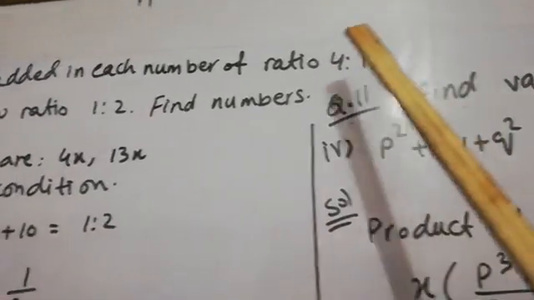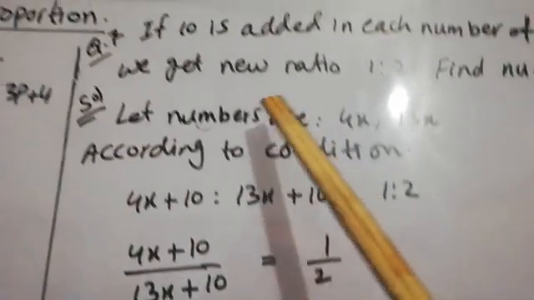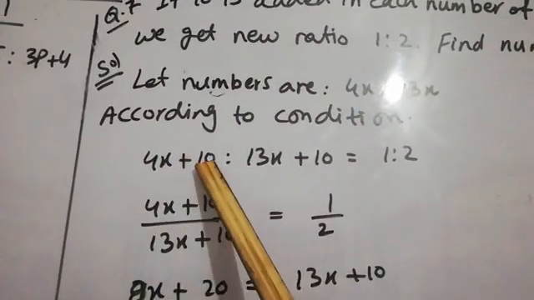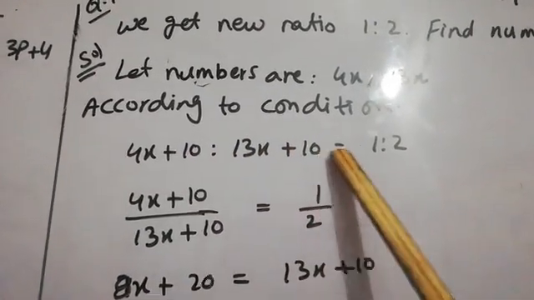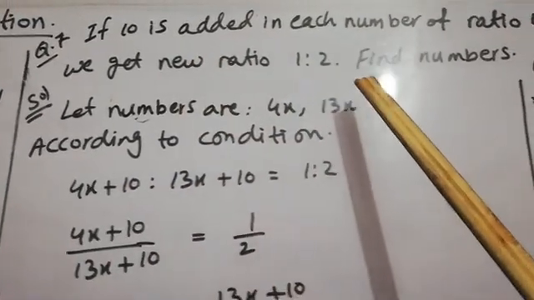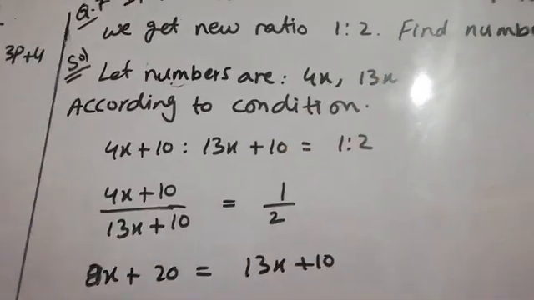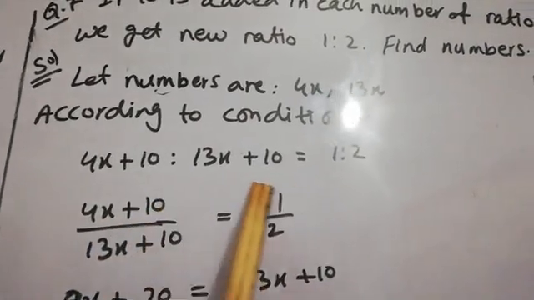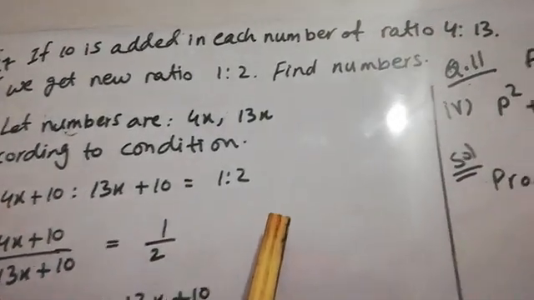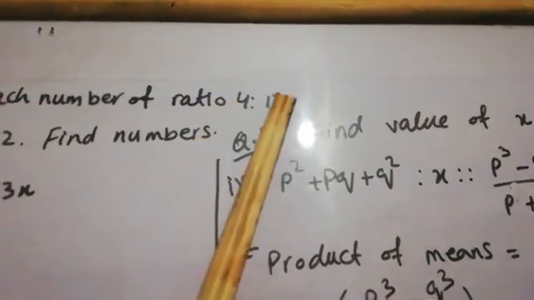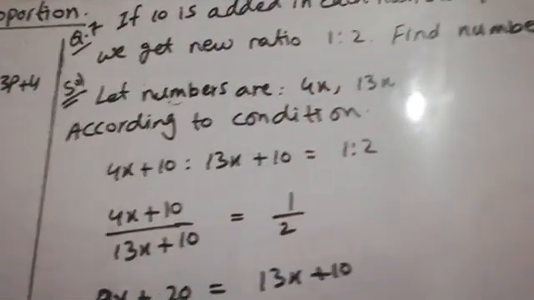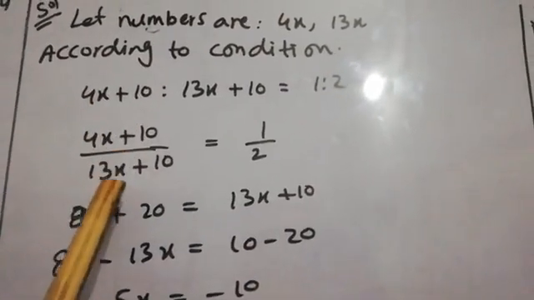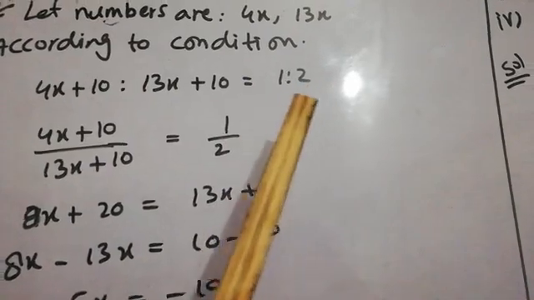4x and 13x. And then according to the condition, if 10 is added to each number, we will get 4x plus 10 ratio 13x plus 10, which equals the new ratio 1 ratio 2. So we will write the question in the form of proportion: 4x plus 10 to 13x plus 10 is equal to 1 ratio 2. Okay, my dear student, 4 ratio 13 is the old number. So we will write this in fraction form: (4x + 10)/(13x + 10) = 1/2.